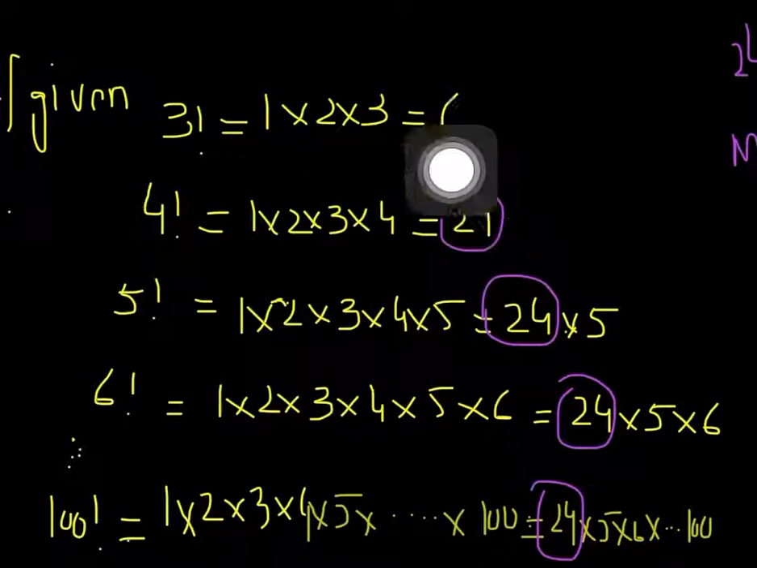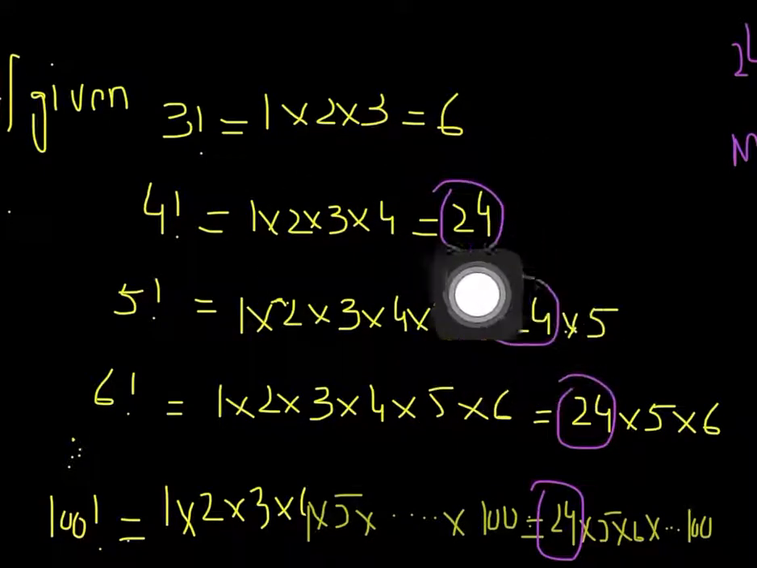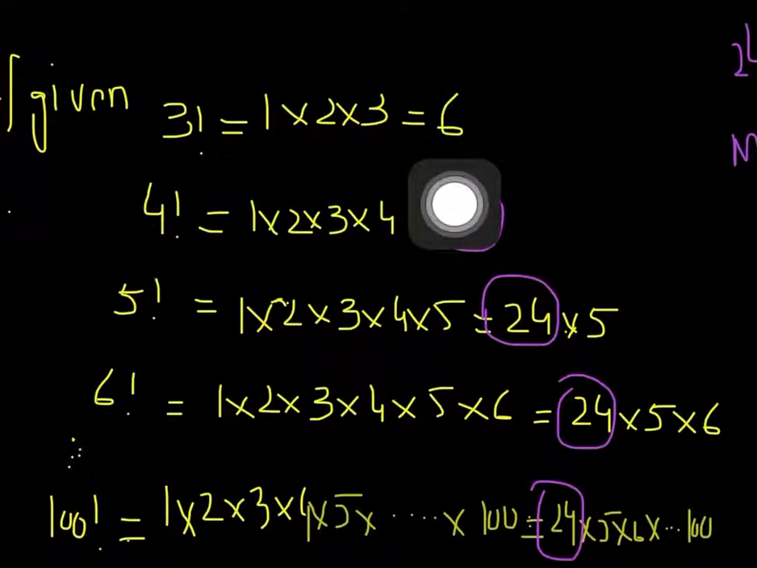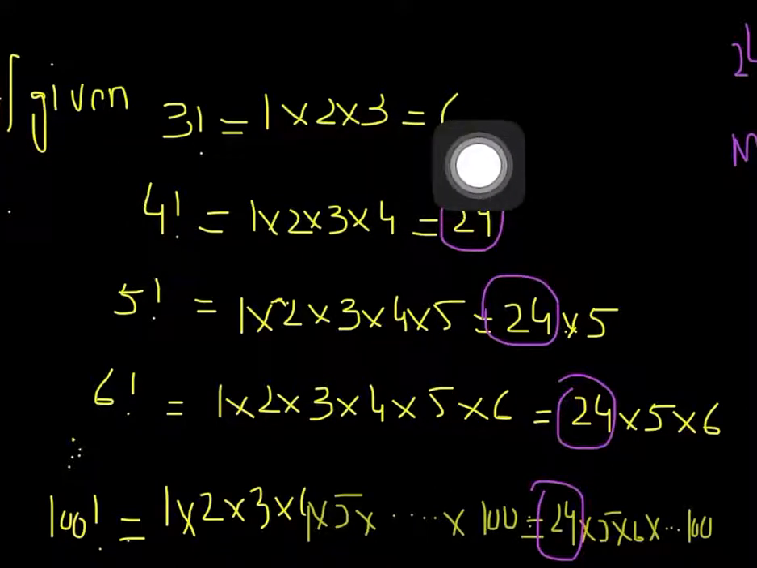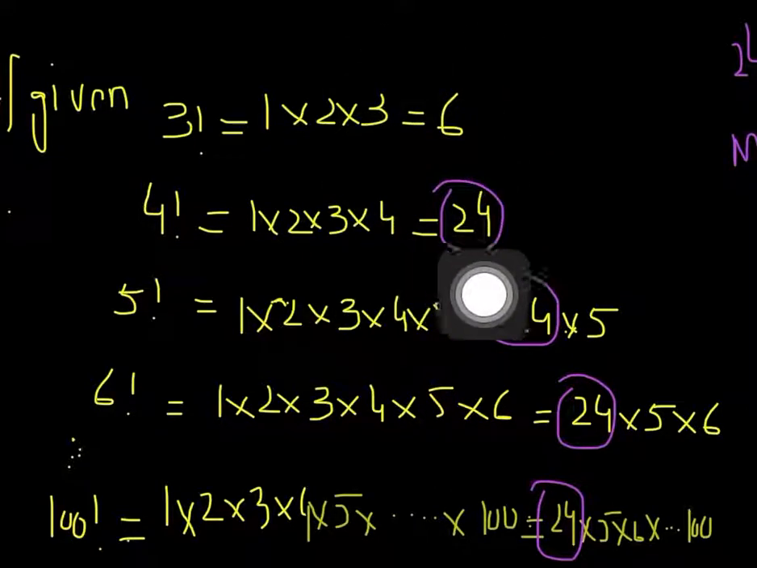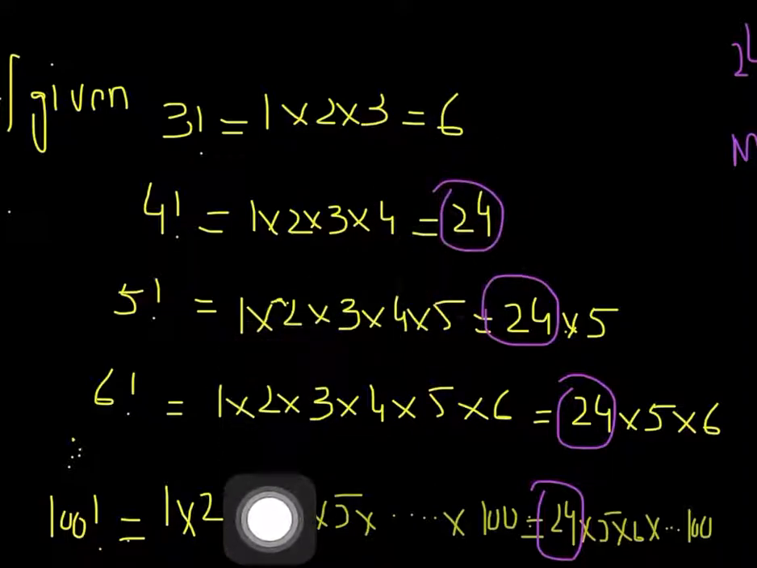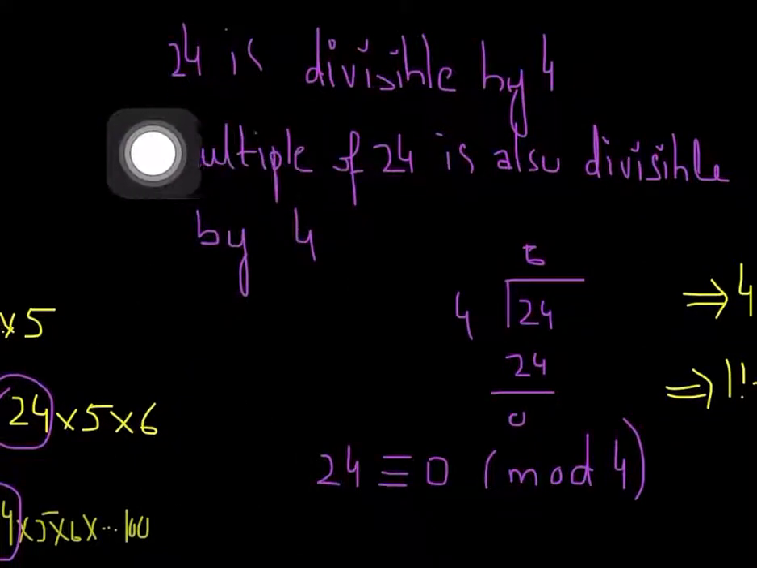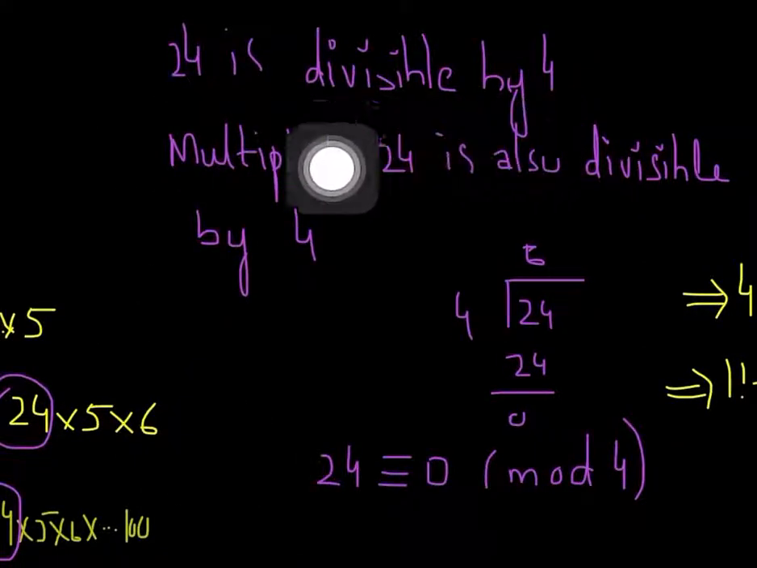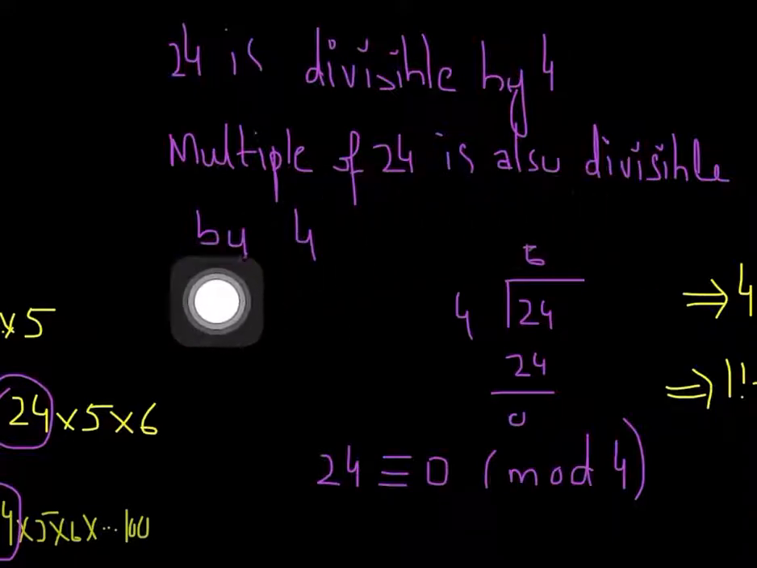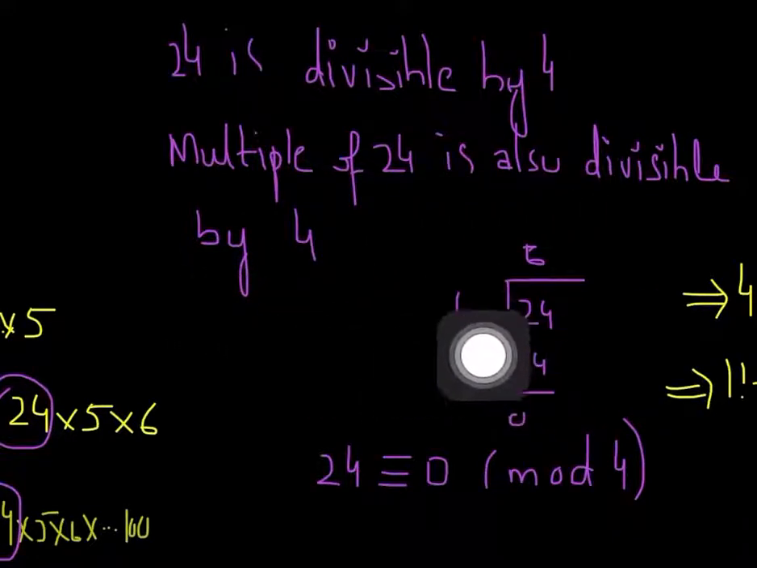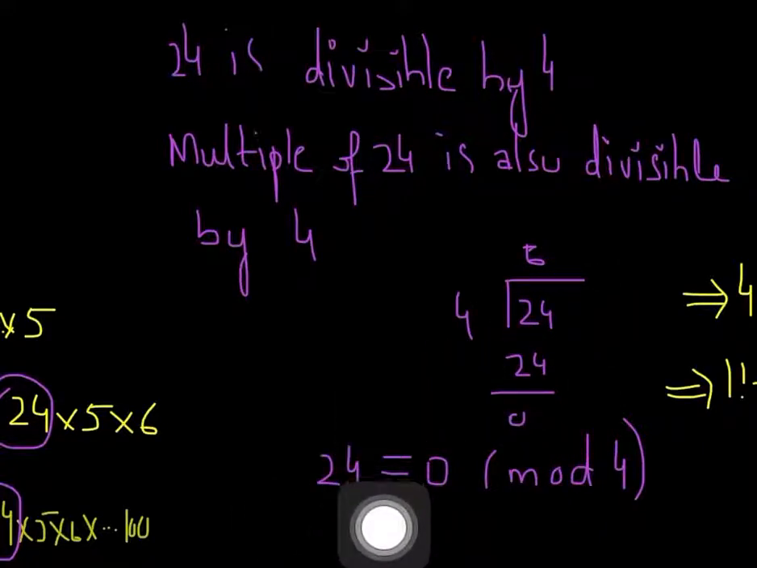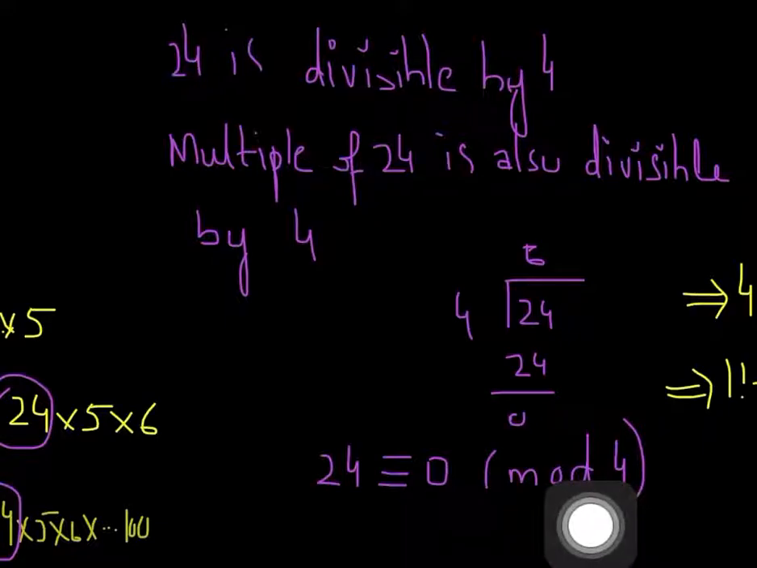As you can see on your screen, 24 is the common value, and 24 as a whole is divisible by 4, but if 6 is divided by 4, then 2 is the remainder. So I don't take this value 6, I fix this term, that is 24. That means 24 is divisible by 4, and a multiple of 24 is also divisible by 4. If 24 is divided by 4, the remainder is 0.